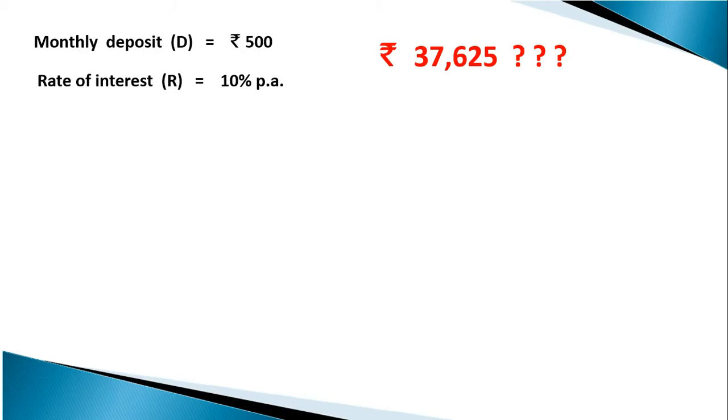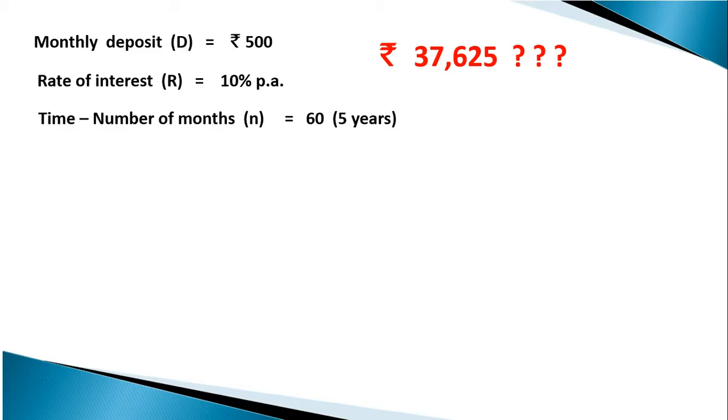And how did the banker arrive at this value, rupees 37,625? The data that was available with us was Ram's monthly deposit was rupees 500. Rate of interest paid by bank was 10%. Number of months for which Ram continued depositing 500 rupees each month was 60, that was 5 years.